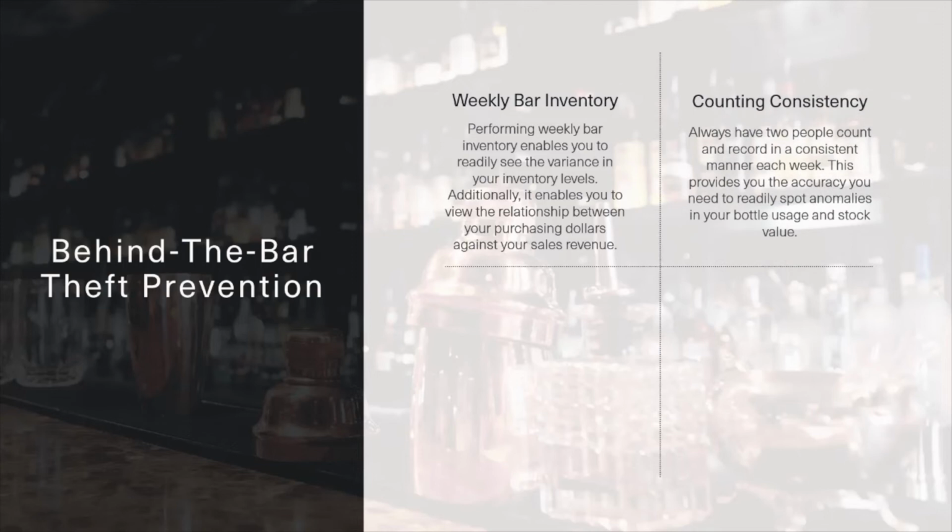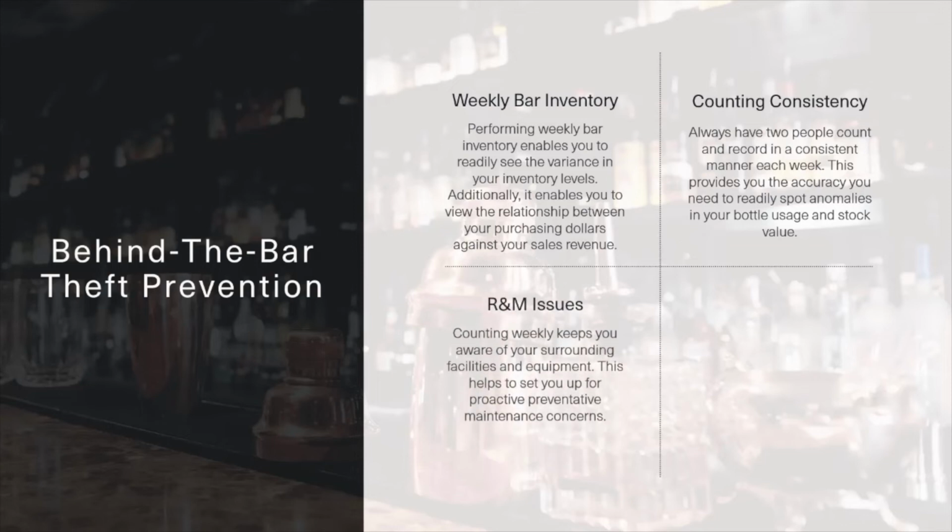Next up, we've got consistency in counting. It is a best practice to always have 2 people count and record in the same way, so a consistent manner every single week. This will provide you the accuracy you need to spot anomalies in your bottle usage and your stock value. This next one is a big one. We've got repair and maintenance issues. If you count weekly, this is going to help keep you aware of your surrounding facilities and equipment. This is the best way to set yourself up for proactive preventative maintenance.